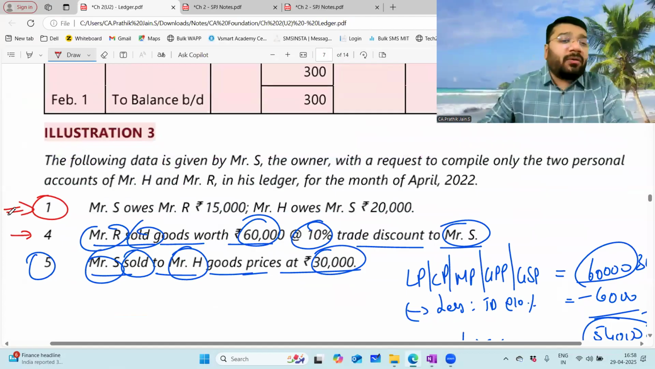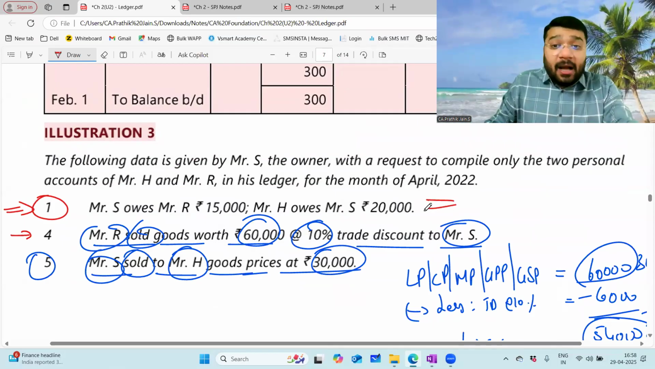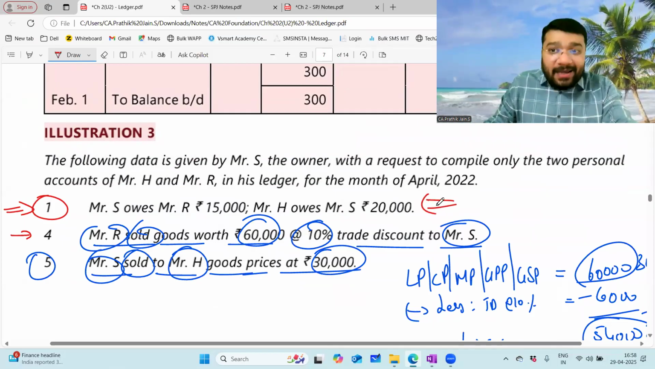Will any journal entry come for Mr. S owing money to R and Mr. H owing money to S? For this, will an entry come? Technically it will come, but it will not come as an individual entry like this.